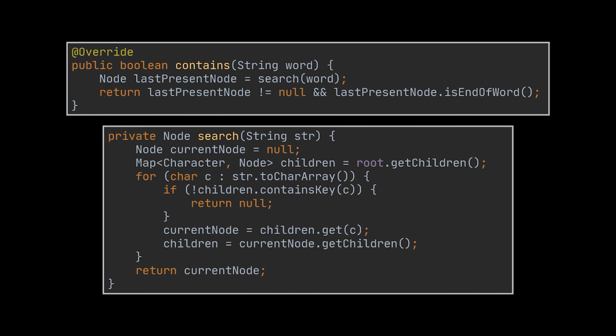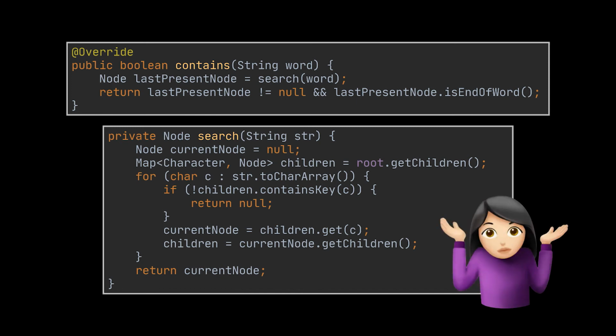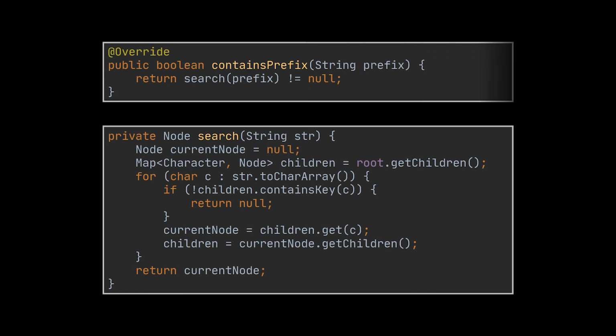Okay, you may think that the implementation we did is a bit weird, like why not return true or false directly from within the search operation? Well, it is because we are going to use this method for several other functionalities. The first one being the contains prefix functionality. All we have to do here is call the search method and return true if the node we got is not null. We don't need the string passed to the method to be a full word in this case, just a prefix.